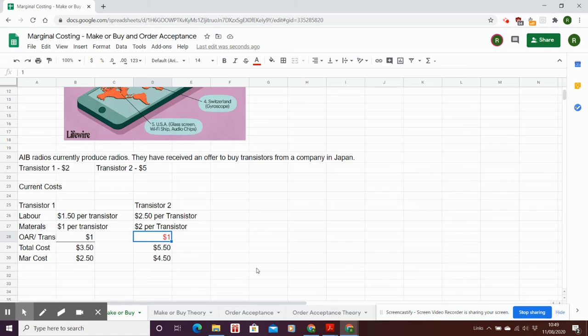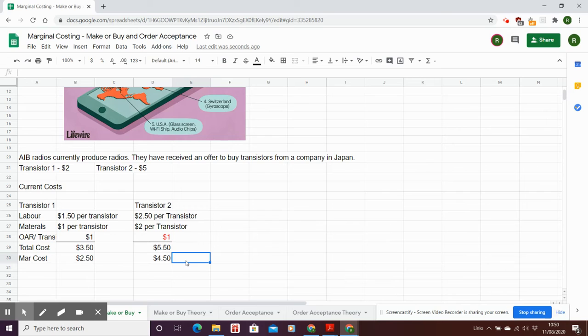One is it's possible that all the overheads that get absorbed are only associated with that product, in which case the business could get rid of that overhead. So they might be renting a small factory, and that small factory only manufactures transistor 2. And if they were to stop producing transistor 2, then that $1 would disappear, in which case outsourcing would be a good idea.